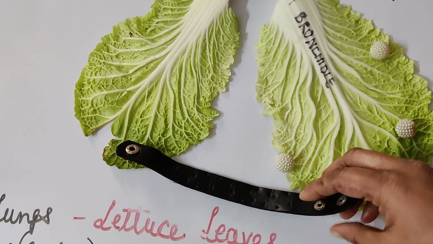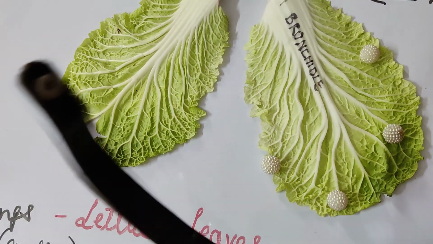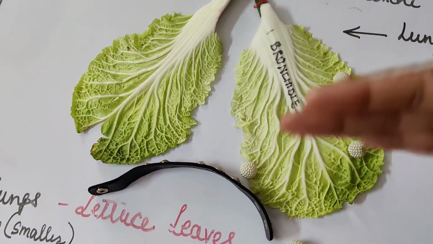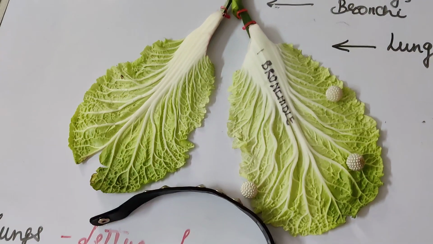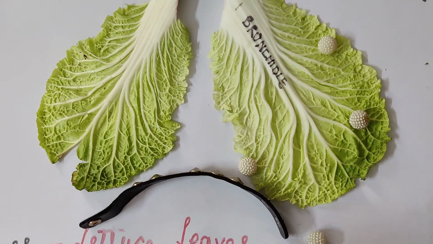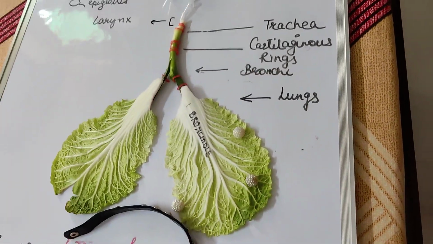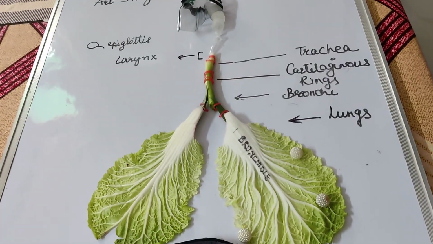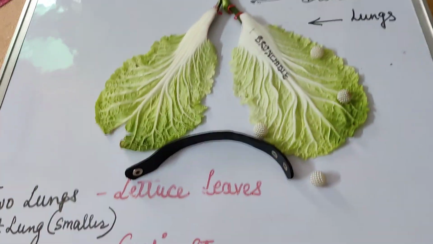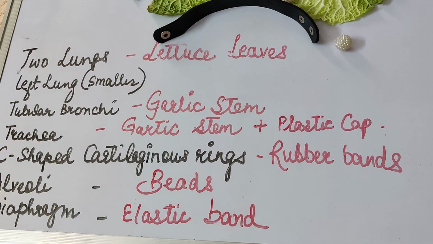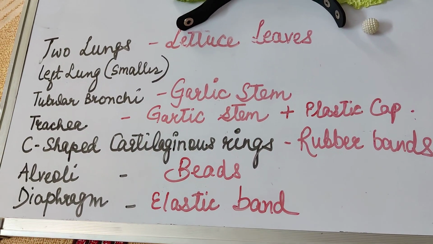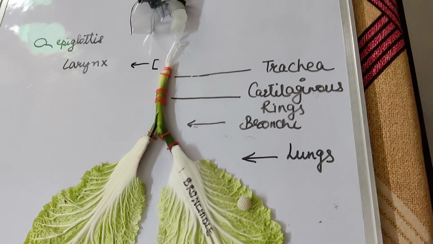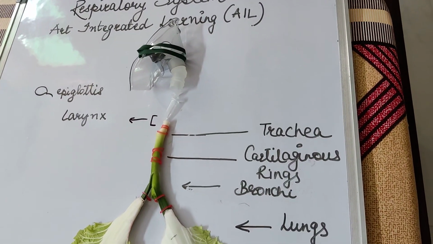Now you can use the elastic band to show the diaphragm also. It is just a wristband I have taken, which will act as a diaphragm, on which, during inhalation and exhalation, this band goes down and up. And this is how we can use art integrated learning while using the things present at our home. So what we have taken: the garlic stem, the plastic cap, the rubber bands, the beads, and the lettuce leaves. So this is a very simple respiratory system in art integrated learning.